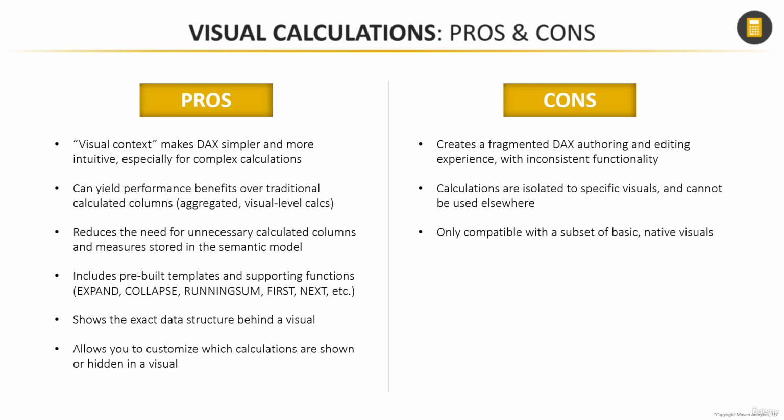Now, because these are brand new, they're currently only compatible with a subset of basic native visuals. At this point, they don't work with maps, they don't work with combo charts, they don't work with custom visuals. And like we showed, there are pretty limited formatting, filtering, and sorting options here. You can't use conditional formats, you can't use data categories, you can't even use standard formatting options. You need to use a format function to kind of force these visual calculations into the formats that you're looking for. I do expect this one to get better over time as we get closer to general availability.